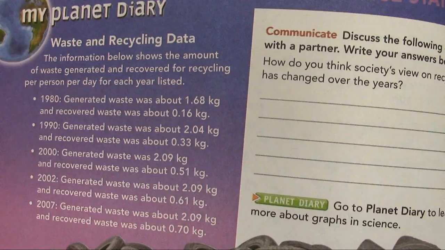My Planet Diary. Waste and recycling data. The information below shows the amount of waste generated and recovered for recycling per person per day for each year listed. 1980. Generated waste was about 1.6 kilograms. And recovered waste was about 0.16 kilograms. 1990. Generated waste was about 2.04 kilograms, and recovered waste was about 0.33 kilograms.